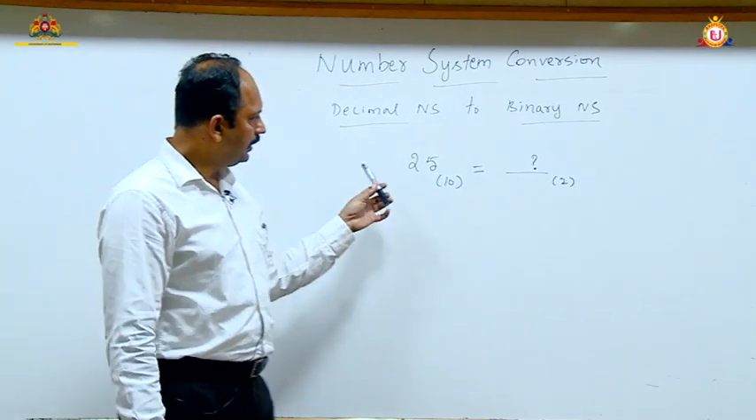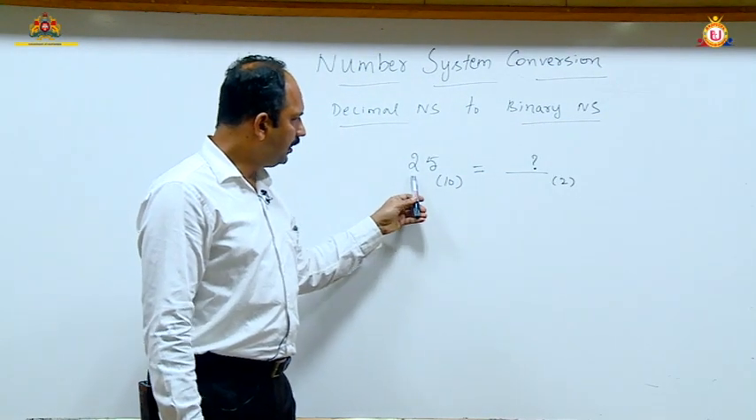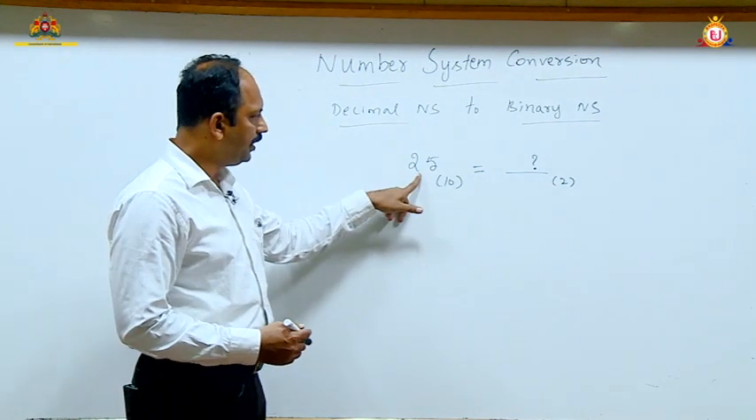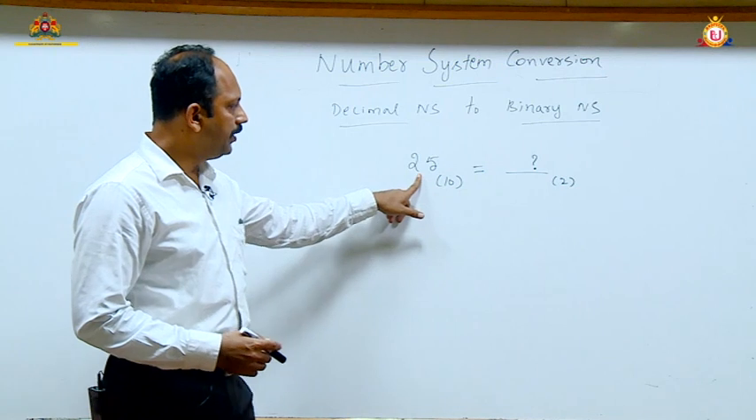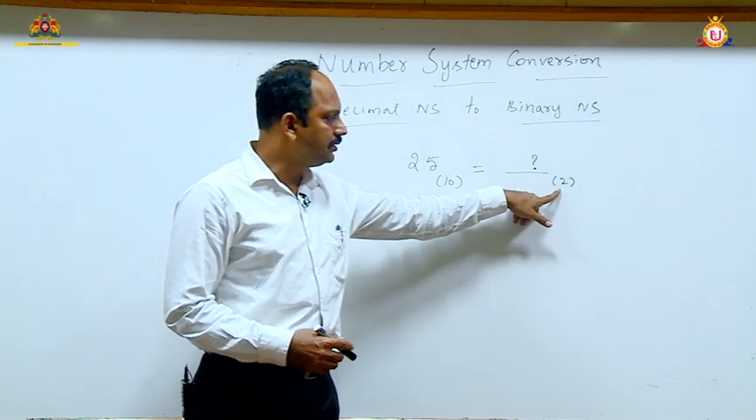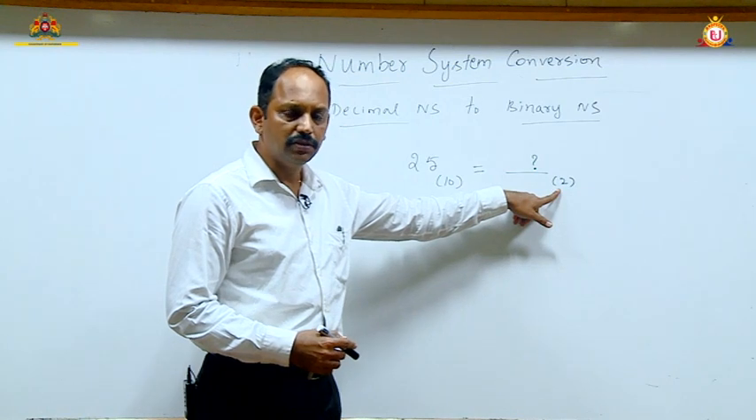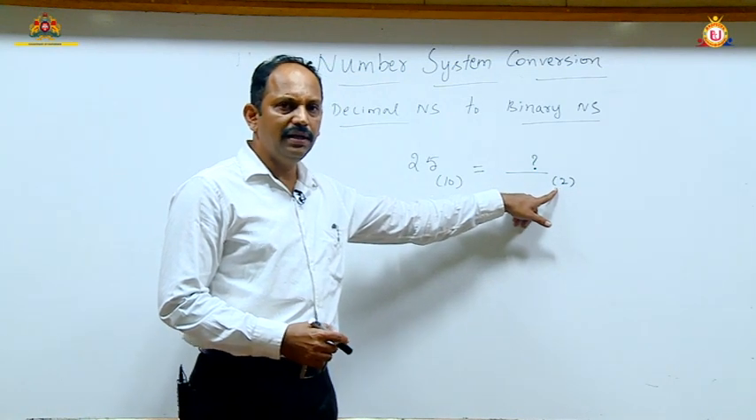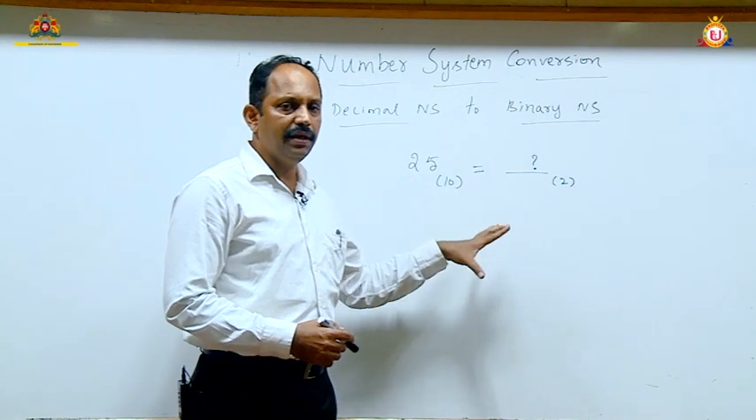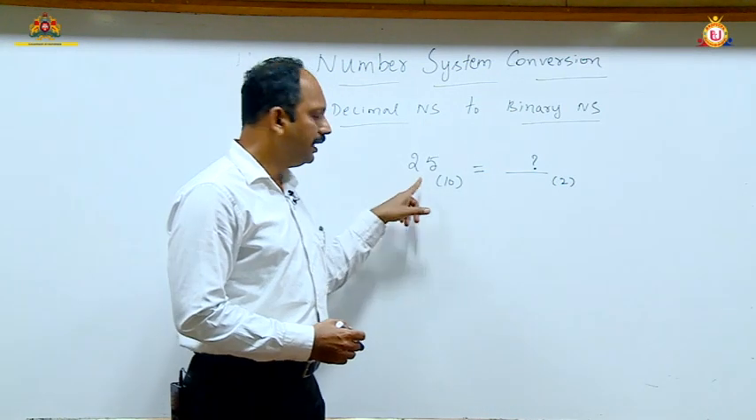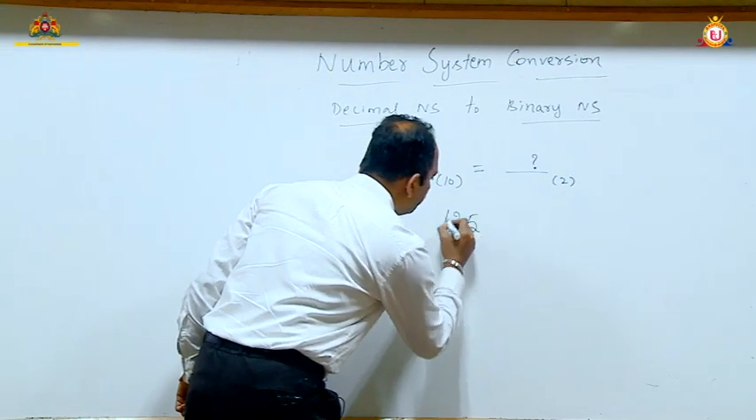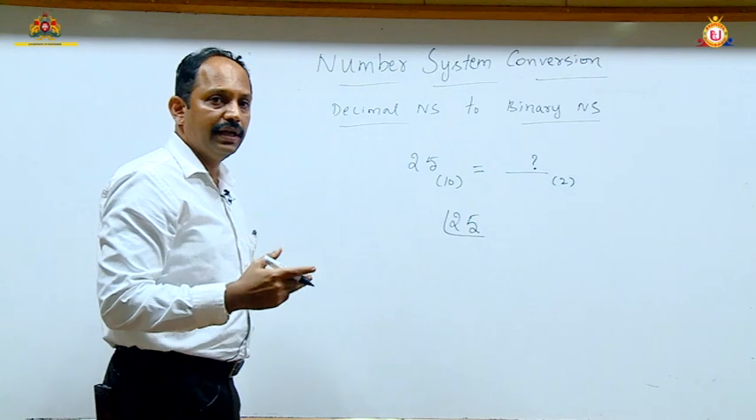So in this example, the decimal 25 should be converted into the binary number system. This 25 should be continuously divided by the base of the target number system, which in this example is 2. The remainder will be noted at the right side every time after dividing the number. So let me divide that and show you how exactly the conversion takes place.